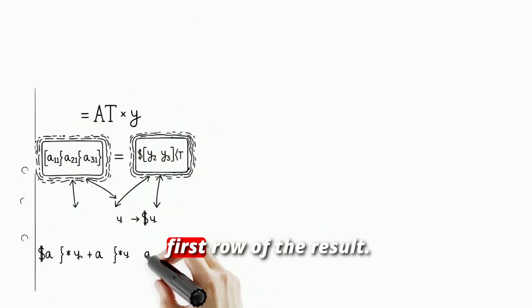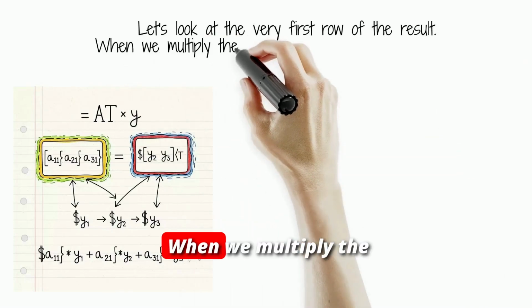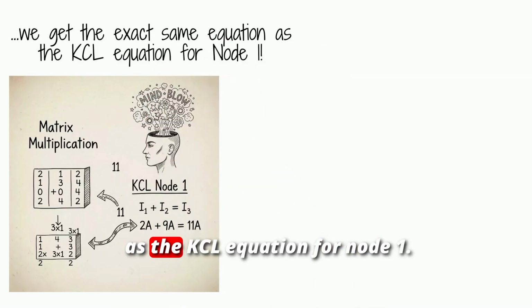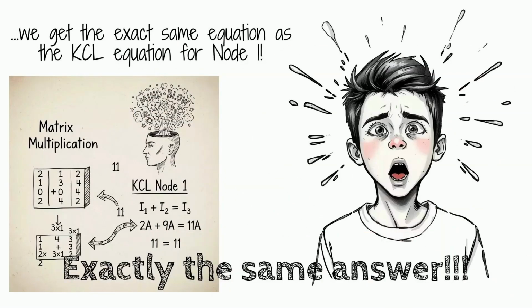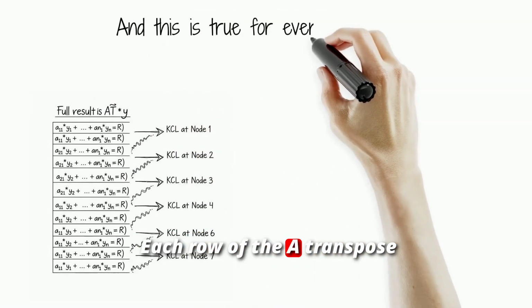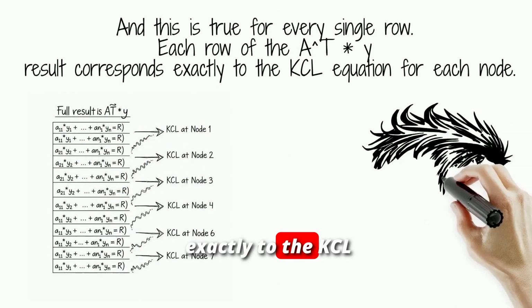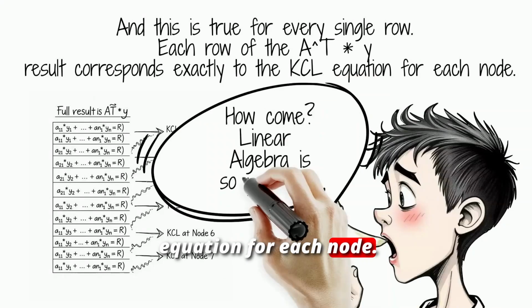Let's look at the very first row of the result. When we multiply the first row of A transpose with the vector y, we get the exact same equation as the KCL equation for node 1. And this is true for every single row. Each row of the A transpose times y result corresponds exactly to the KCL equation for each node.